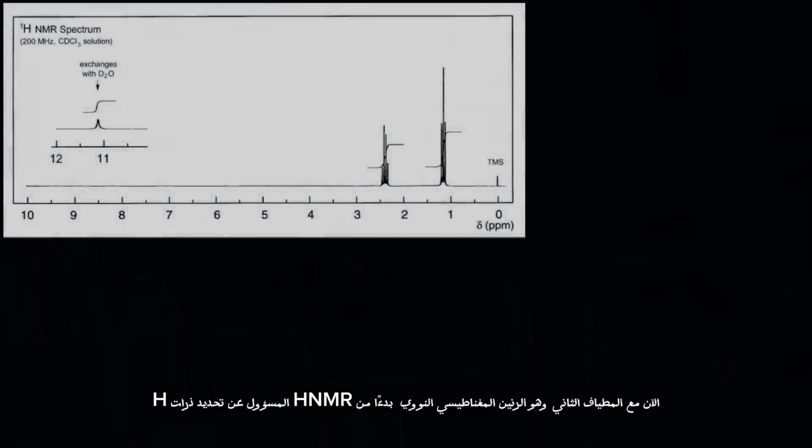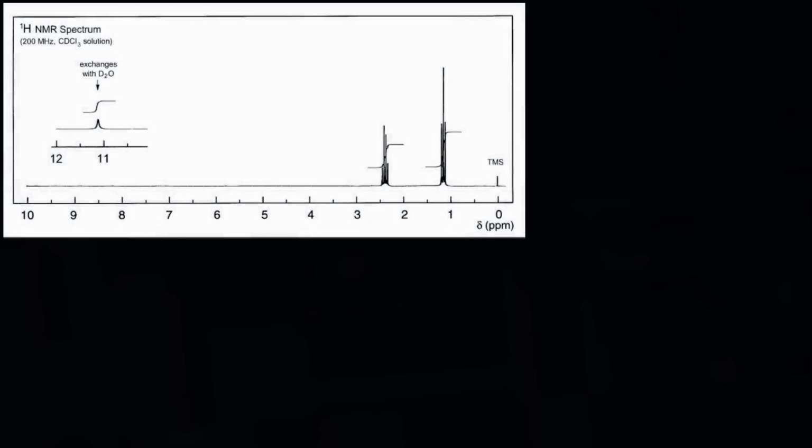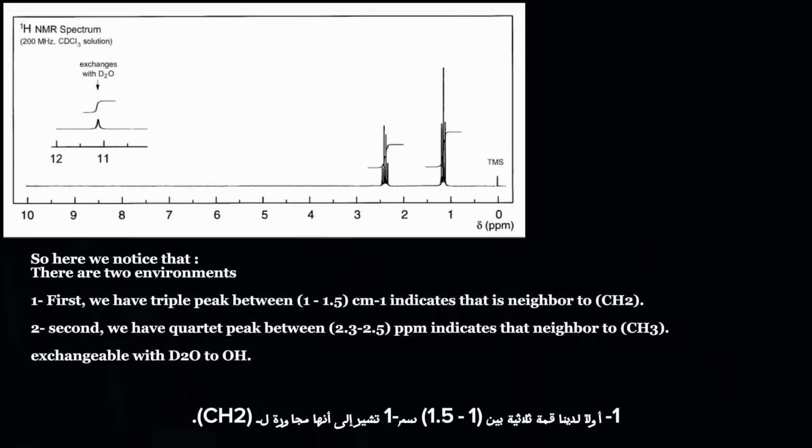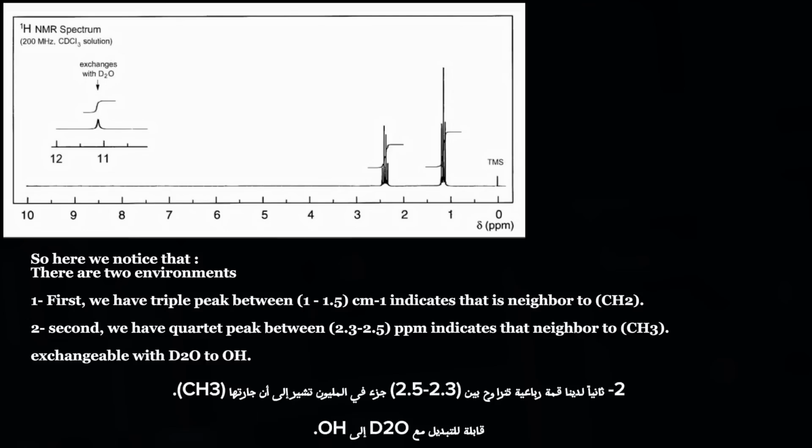Now with the second spectrometer, which is NMR, starting with HNMR, which is responsible for determining H atoms. Here we notice that there are two environments. First, we have a triplet peak between 1 and 1.5, which indicates a neighbor to CH2. Second, we have a quartet peak between 2.3 and 2.5, which indicates a neighbor to CH3, and the OH is exchangeable with D2O.